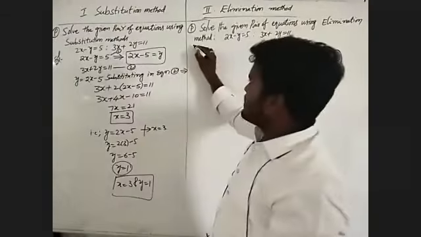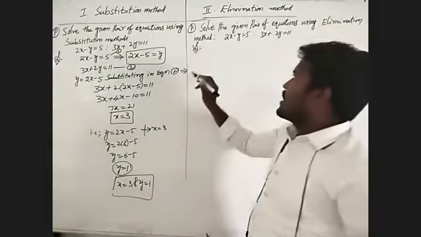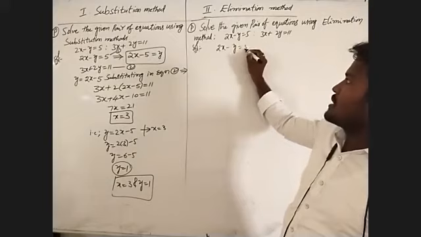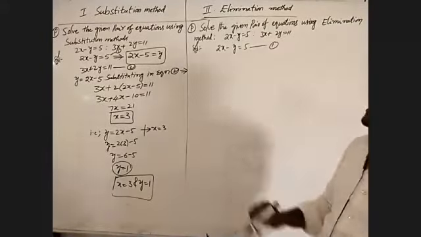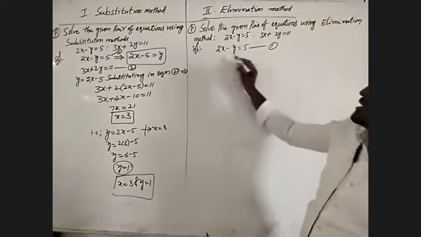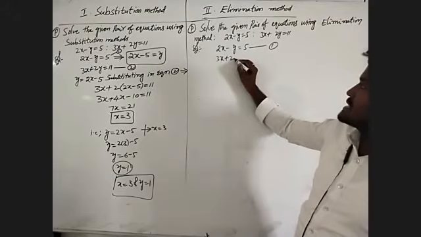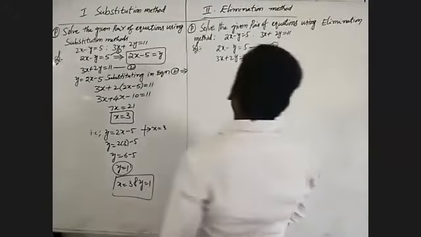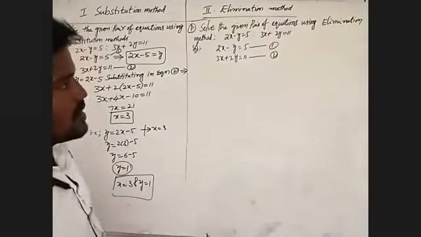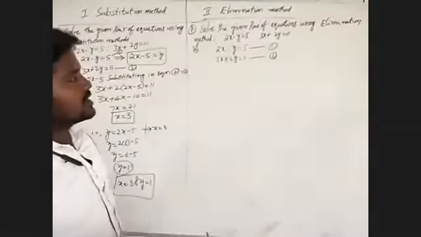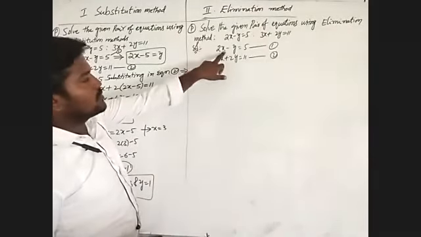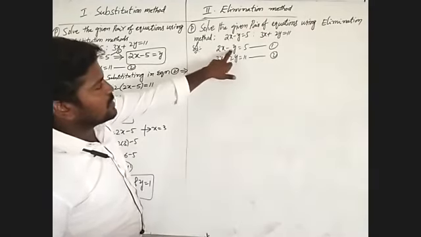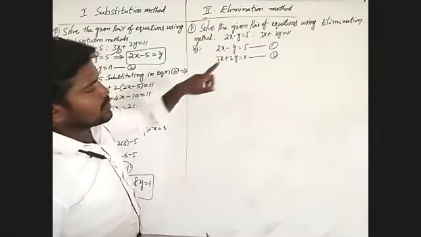Now I am going to the elimination method. The given pair of linear equations are 2x minus y equals 5. This is equation number 1. The second equation is 3x plus 2y is equal to 11. This is equation number 2. There is no substitution of x and y variables. We have to solve equation 1 and equation 2. The x variable here is 2, and here the x variable is 3. The y variable here is 1, and here the y variable is 2.